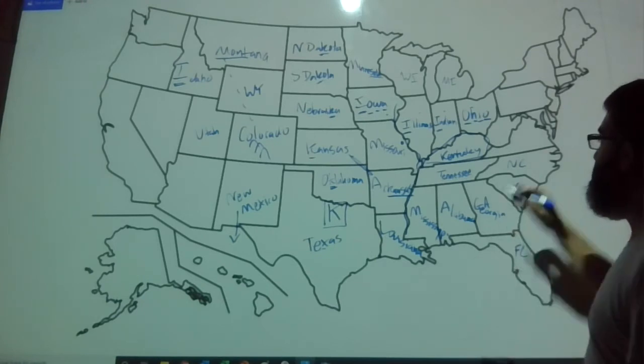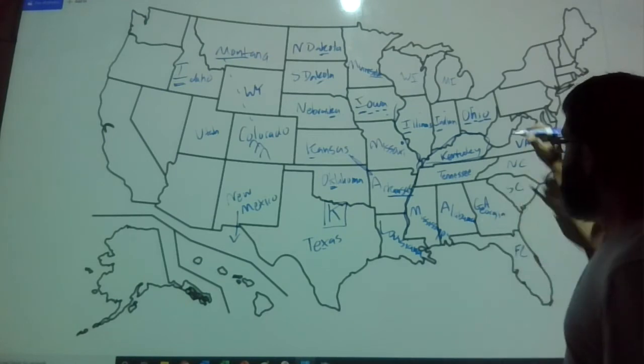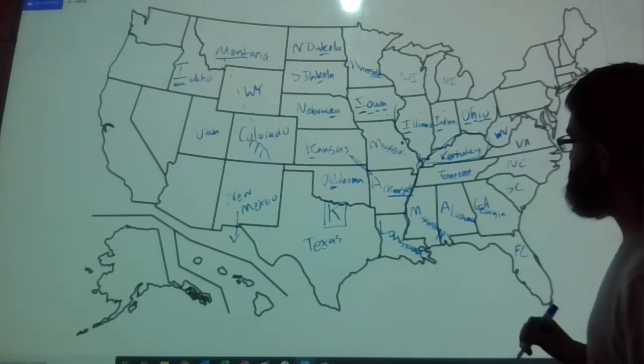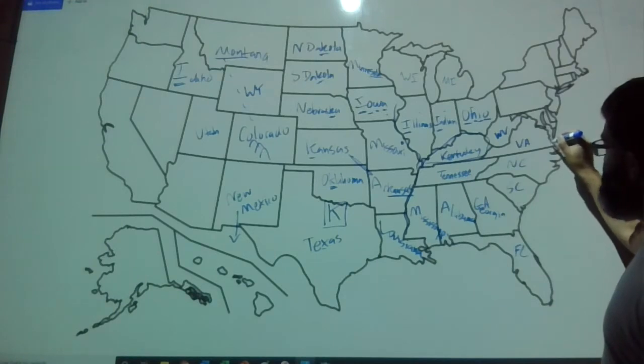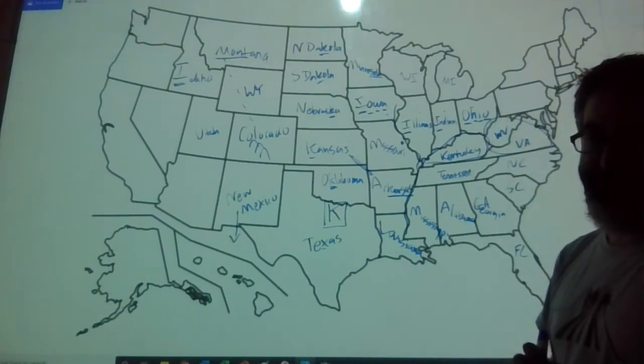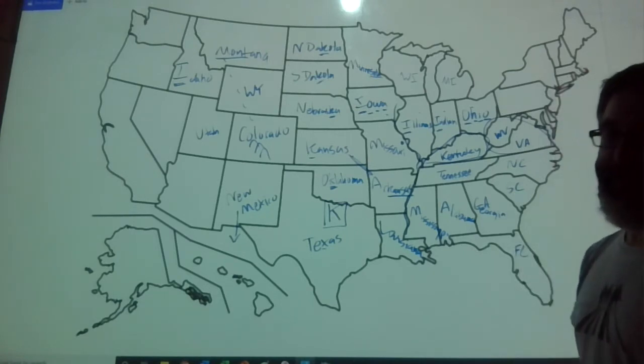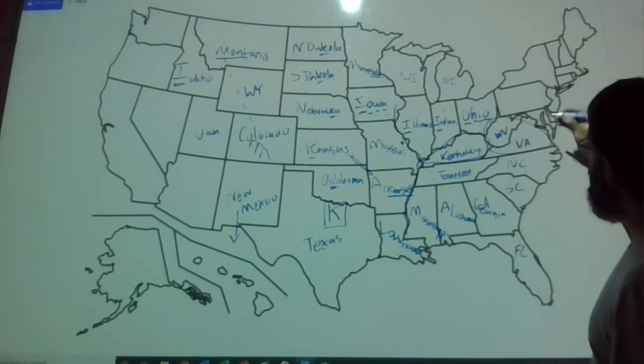California is awesome. This is Virginia. I don't have any great hints for you on that, but this is West Virginia next to it. And they used to be one big state together. They split apart during the Civil War, and ask me about that when we're studying the Civil War, and I'll tell you why that happened.